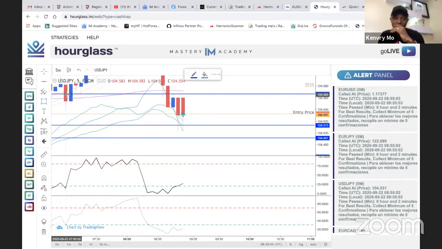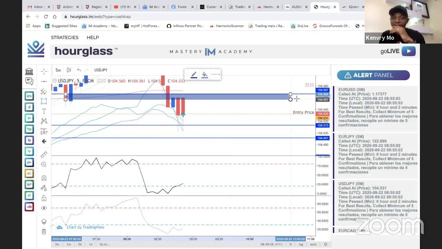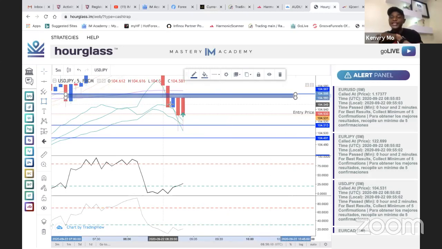You see this area? Anything around this area is a valid one. So if price comes and a red arrow shows, I do put it on the chart. What do I do? I need you guys to put it on the chart.